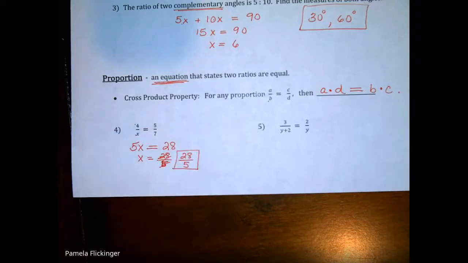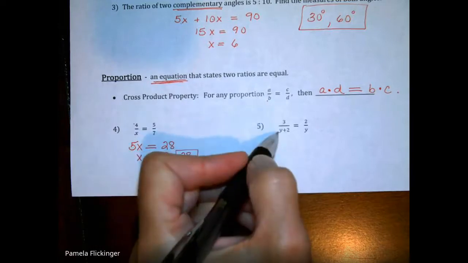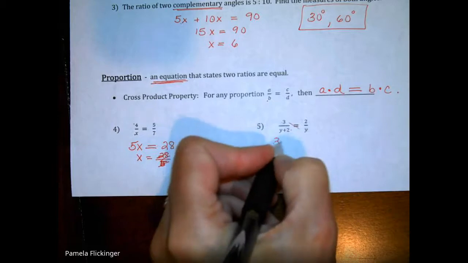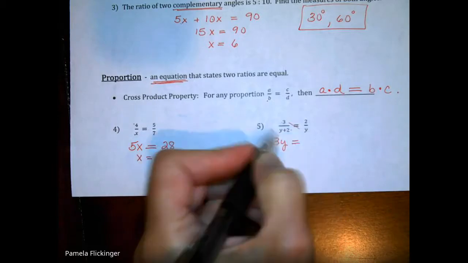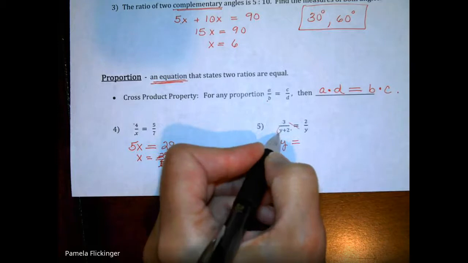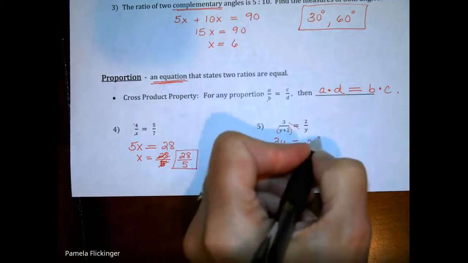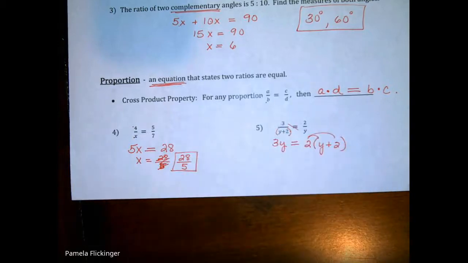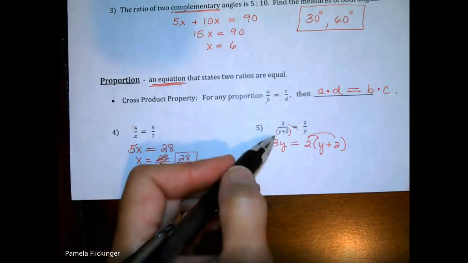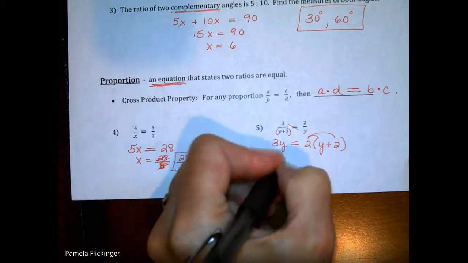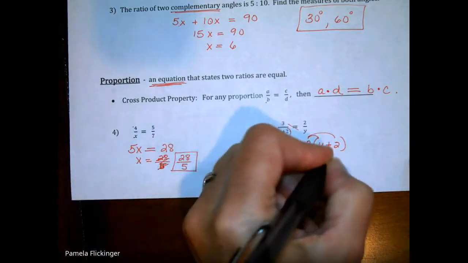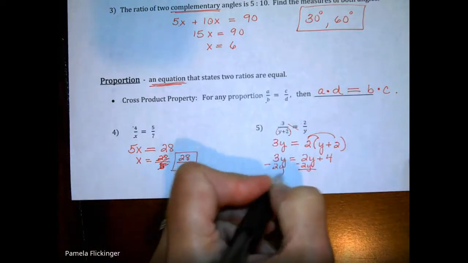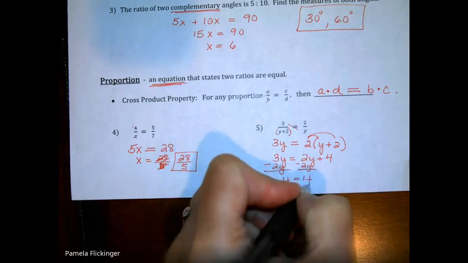Of course, you're going to be solving more where there's a little algebraic expression, but the rule is the same. We still cross multiply, so I've got 3 times y is 3y equals. When you have this expression, we're just going to put parentheses around it, and that tells us we need to distribute. So 3y equals 2 times the quantity y plus 2. So 3y equals 2y plus 4. Subtract the 2y. So y equals 4.